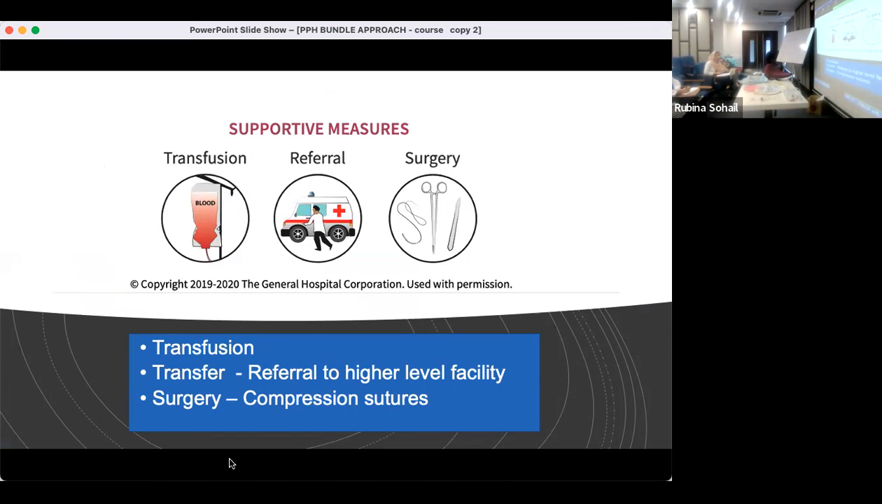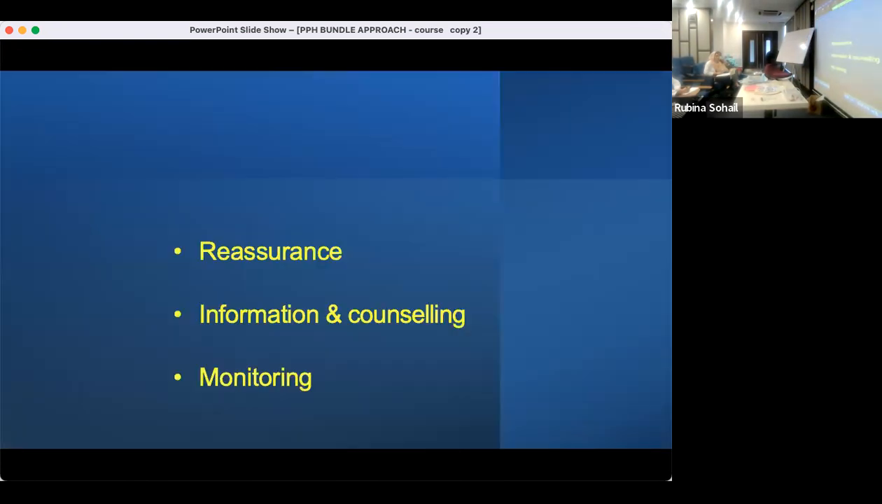So these are basically the supportive services that we have talked about. And in addition to what you are doing over here with the patient, you have to make sure that you not only reassure the patient if she is awake. You reassure the family, you counsel the family, you tell them what is happening, and you keep on monitoring your patient and putting the data on your file.